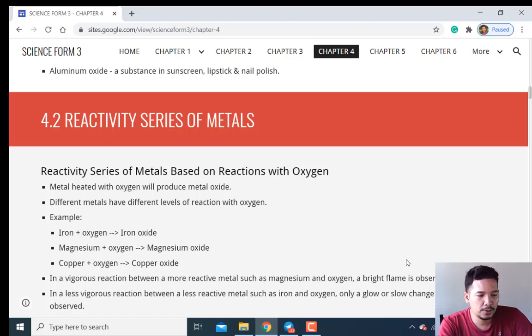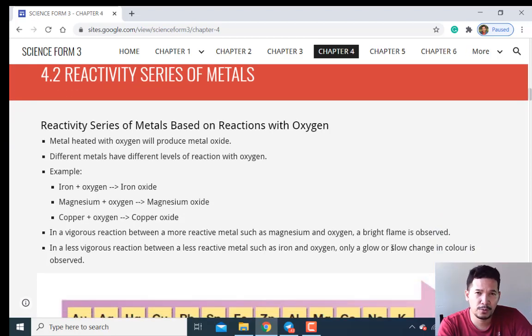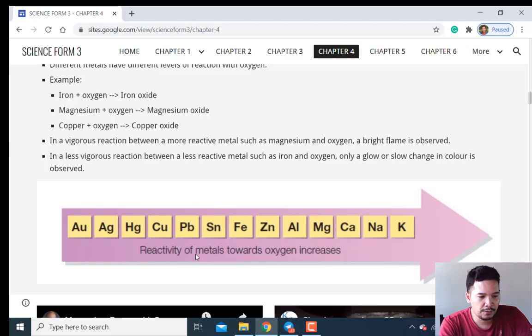While in the less vigorous reaction between less reactive metal such as iron, only a glow or slow change in color is observed. There is a difference between magnesium and iron. Magnesium is more reactive than iron. So you can see the reactivity of metals towards oxygen increase. Magnesium is more reactive compared to ferrum. Ferrum is iron, and magnesium is more reactive.